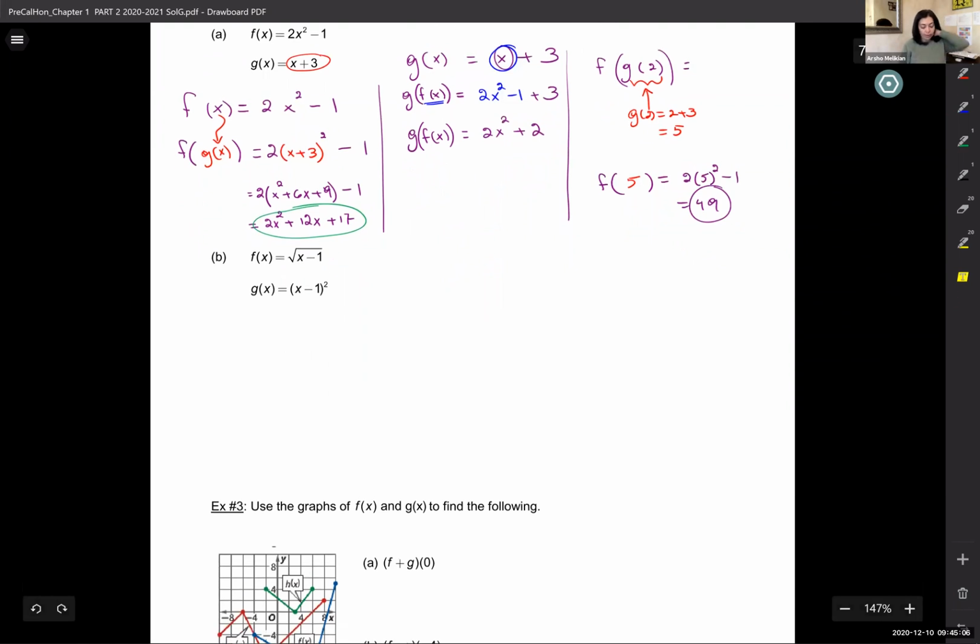Okay, let's do one more. Here, I need to find f of g of x. So I start with f of x. F of g of x is root. For x, I put in this one, minus 1.